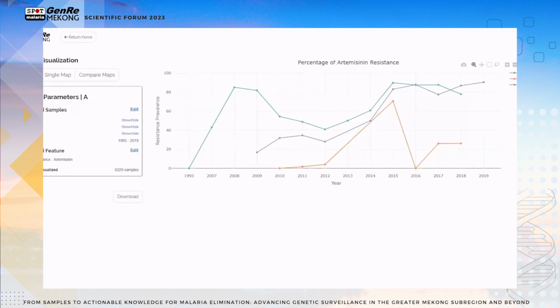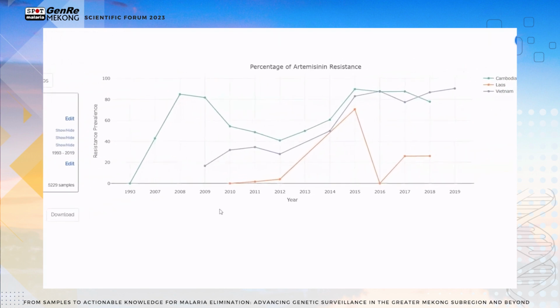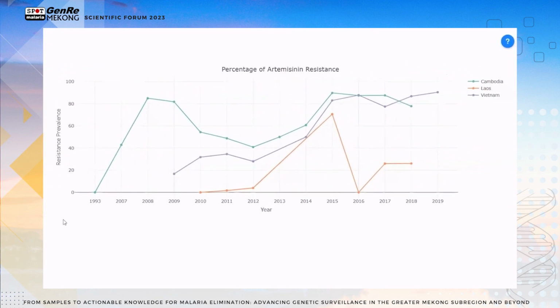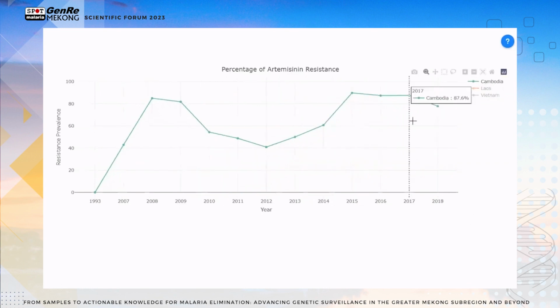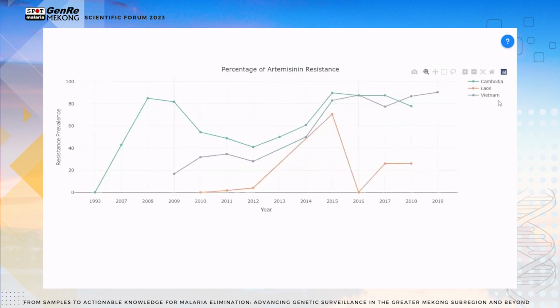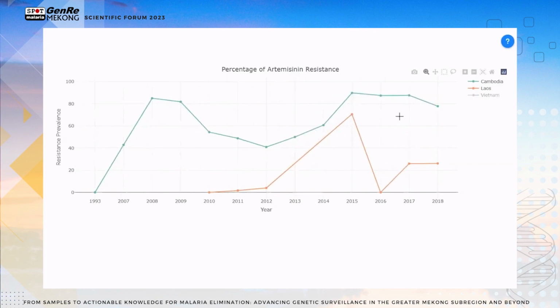The cool thing about Plotly, which is the graphing library you see here, is that you can actually interact with the graph. So if I wanted to, say, isolate Cambodia, I can just double click on Cambodia here, and you would only see Cambodia. Or if I wanted to make Vietnam disappear, I can just single click Vietnam in the legend, and I can remove Vietnam from the graph.